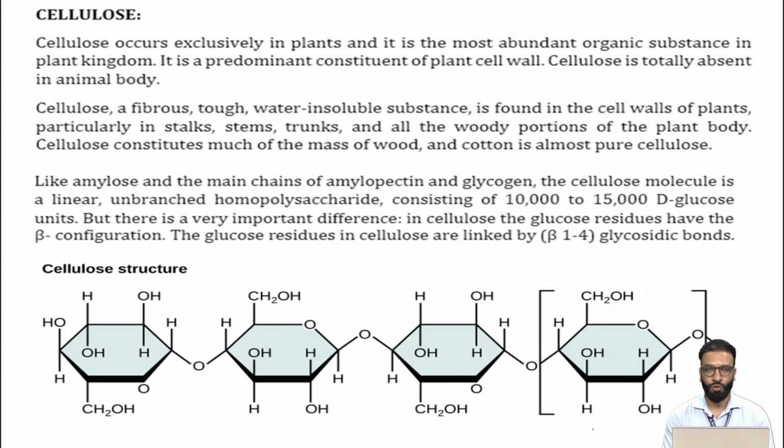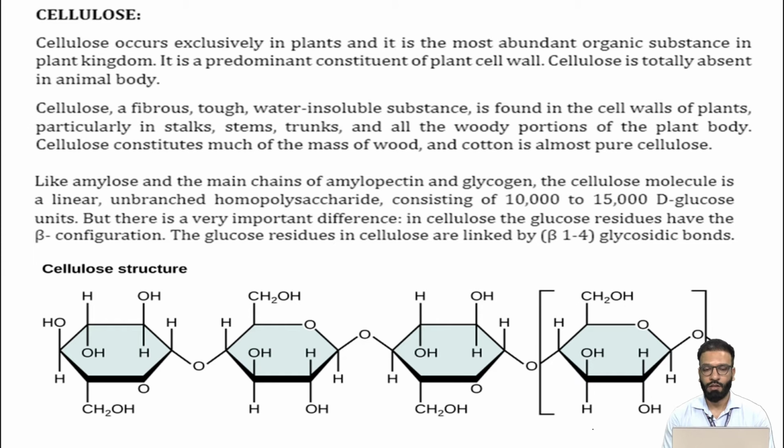The next one is cellulose. We know that it occurs extensively in plants, and it is the most abundant organic substance in the whole plant kingdom. It is a fibrous substance. It's water insoluble, and it's found in the cell walls of plants, particularly in stems, trunks, and the woody portion of the plant body. It constitutes much of the mass of wood. Wood is basically cellulose, like paper or cotton.